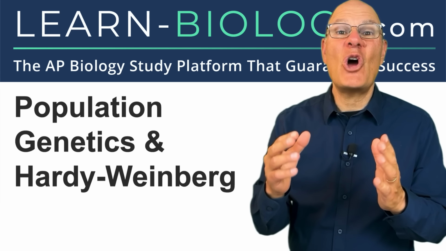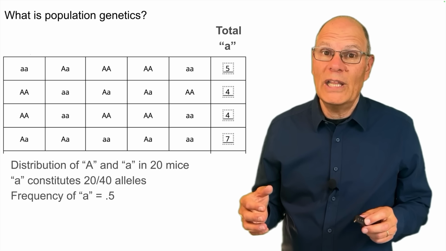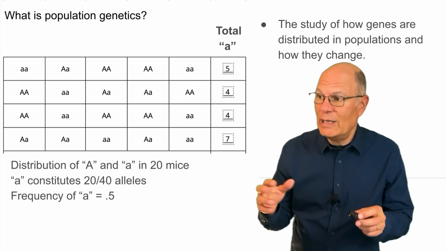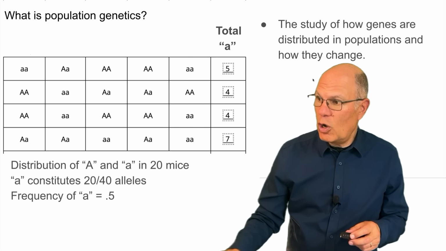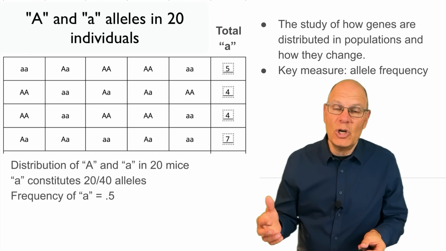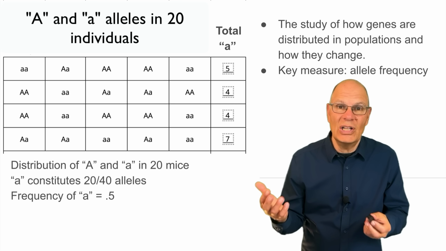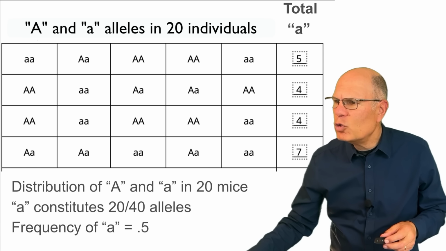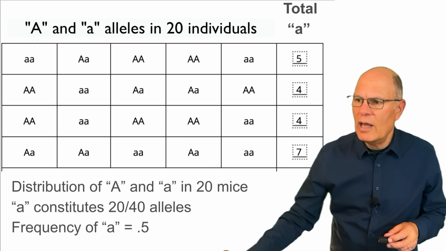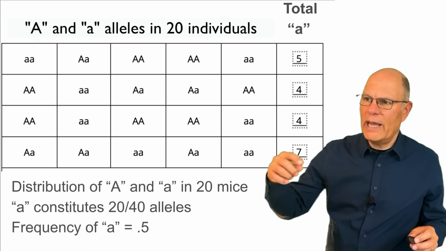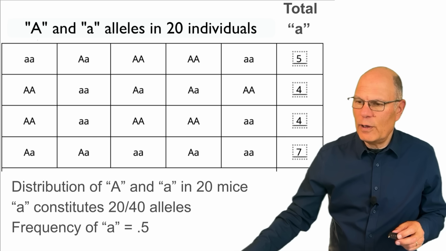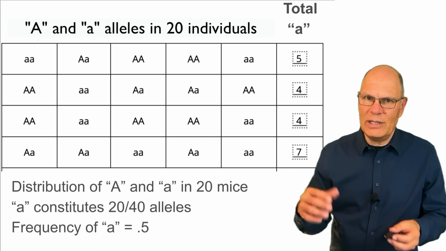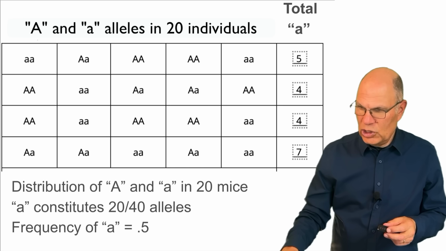Population genetics and Hardy-Weinberg. What is population genetics? Population genetics is a study of how genes are distributed in populations and how they change over time. The key thing that we measure in population genetics is allele frequency. In this population over here, we have 20 individuals and we're tracking the frequency of the allele big A and little a, and we can see that the frequency of little a is 0.5. It makes up 50% of the alleles in this gene pool.